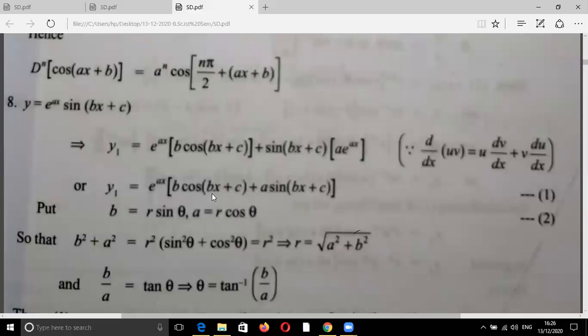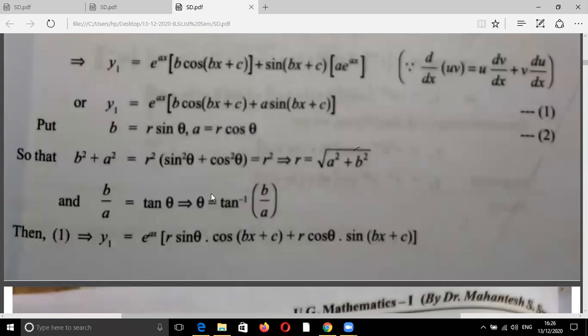Now after writing this, don't go for y2 directly. First we have to do some substitution. Here a equals r cos theta, b equals r sin theta is the substitution. You have to go for that, because you have to generalize. Now if you square these two terms and add, you will get a square plus b square equals r square into (sin square theta plus cos square theta). Already you know this is equal to 1, so 1 into r square is r square, equal to a square plus b square.